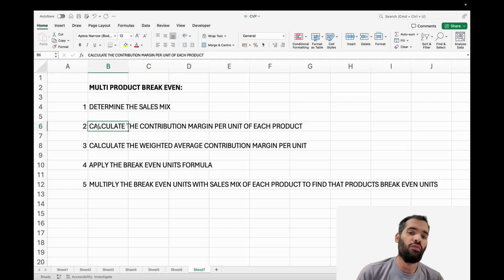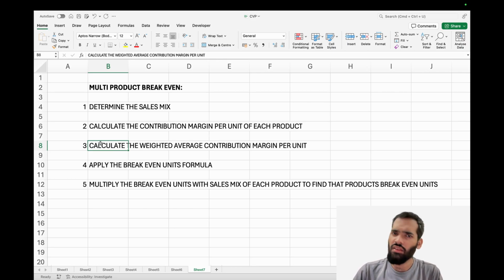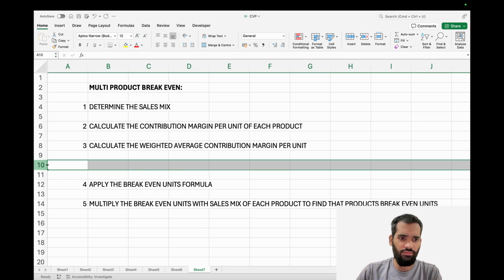Second step is to find the contribution margin per unit of each product, which you already know is the sales price of the product minus the variable cost of the product. Third step is to calculate the weighted average contribution margin per unit. For this, I will give you a formula here. Let me mention the formula right here.